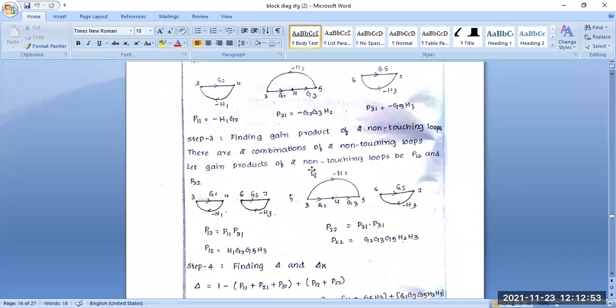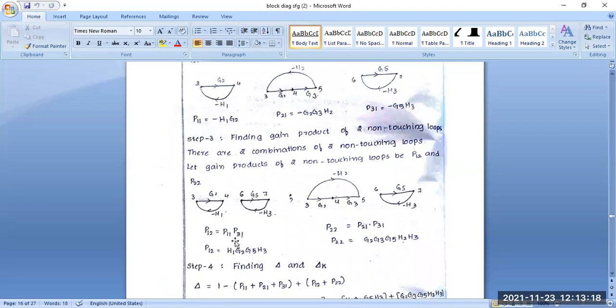of the two non-touching loops. In this diagram, there are two combinations of two non-touching loops. So first, the combination of the non-touching loops, and another one is also two non-touching loops. Usually we can easily calculate it from here: P12 is equal to P11 times P31.